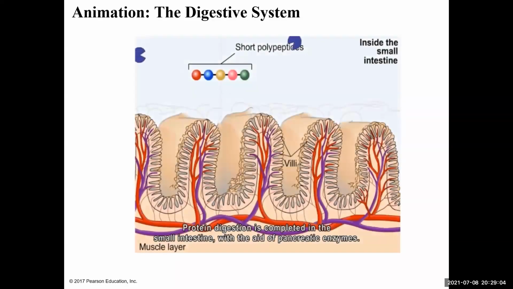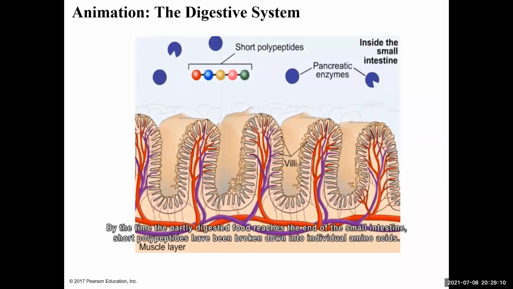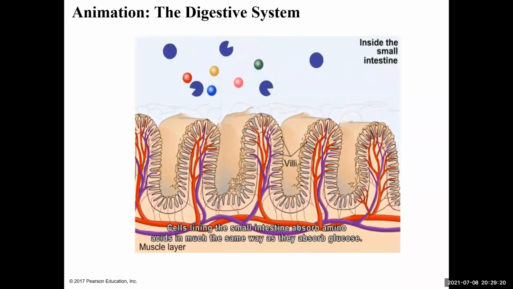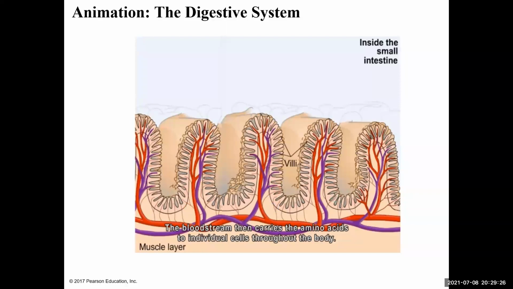Protein digestion is completed in the small intestine with the aid of pancreatic enzymes. By the time the partly digested food reaches the end of the small intestine, short polypeptides have been broken down into individual amino acids. Cells lining the small intestine absorb amino acids in much the same way as they absorb glucose. The bloodstream then carries the amino acids to individual cells throughout the body.